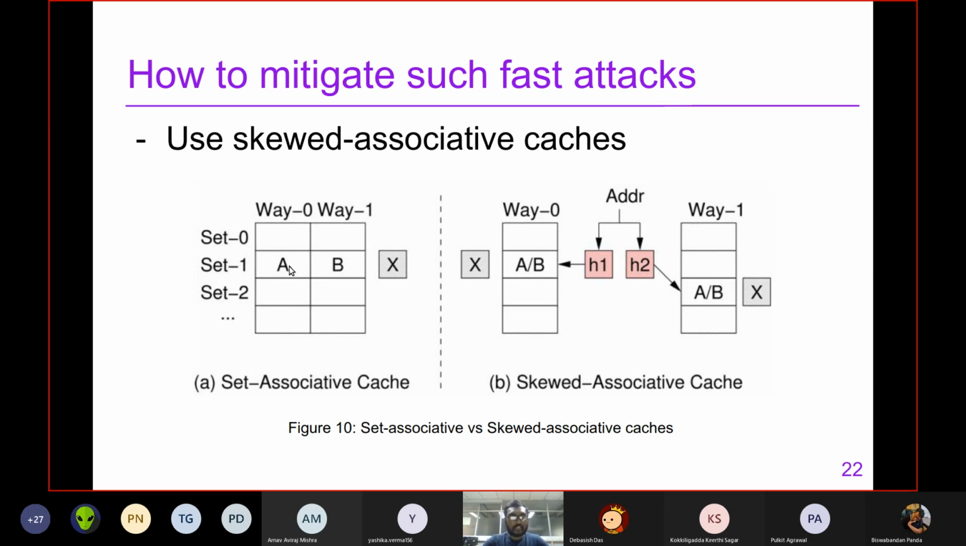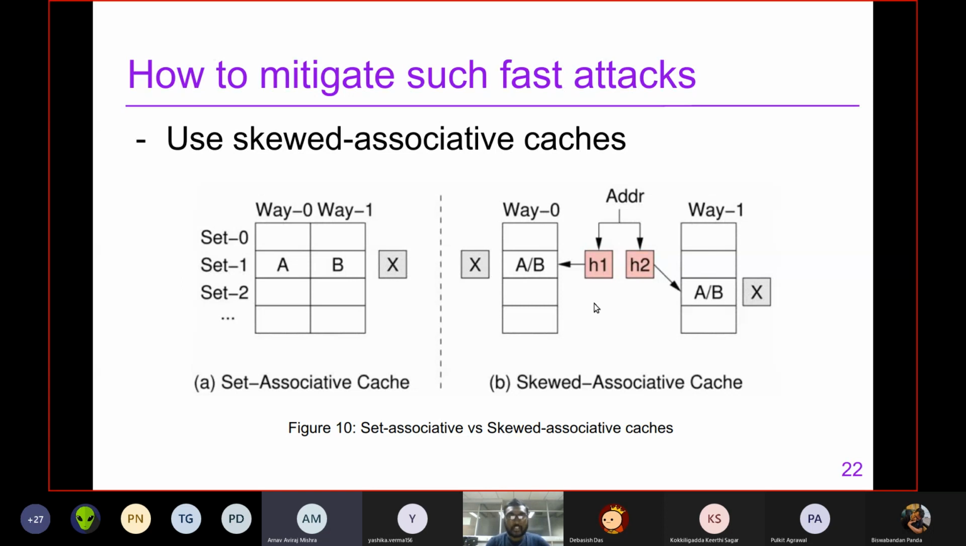For each set there are some number of ways, but in a skewed associative cache, the ways are divided into partitions, and each partition is governed by its own hashing function. For this reason, an address X can map to a different set under a different hashing function, and hence in different partitions it can map to a different set. The selection of partition is done randomly, so we don't know which side X will go, and depending on which side it goes, it uses the respective hashing function.